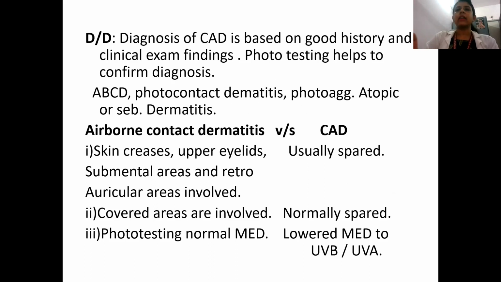We can also check where the lesions are. Like I said, they will be more on the sun exposed areas, and will be spared on areas like the upper eyelid, the submental area, and the interdigital web spaces. Skin creases will be spared, and the Wilkinson triangle. So we should look whether these parts of the body are spared, and whether the lesions are mainly present in sun exposed areas or not. And we can do photo testing to help us in confirming the diagnosis.